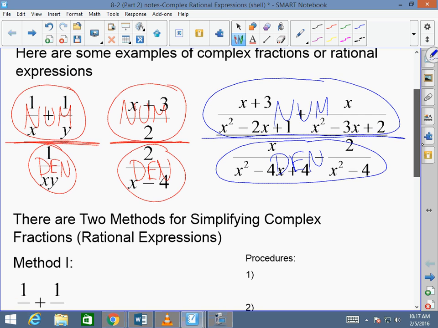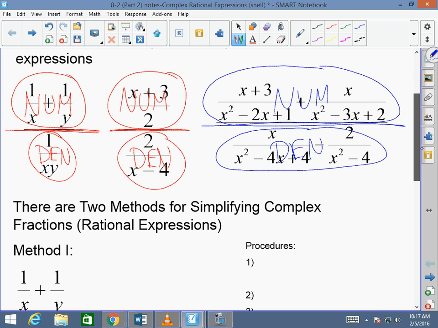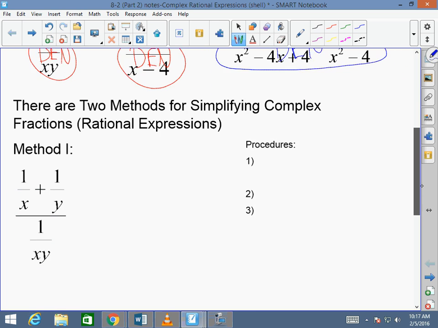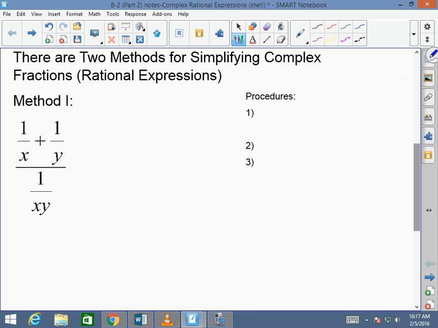Now, we recognize them, nice and easy. How do we solve them? Well, there are two methods for simplifying complex fractions. Some of you are going to like one method. Some of you are going to like the second method. Some of you are going to like both, but you're going to realize that sometimes it's better to use one method or the other, and that's fine.